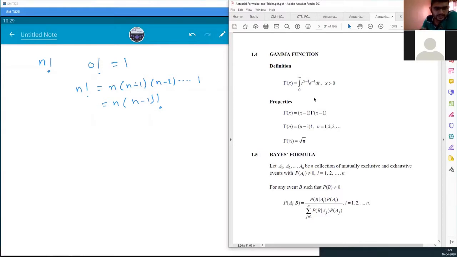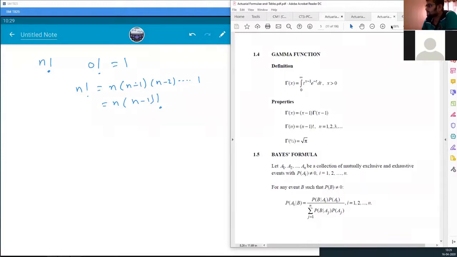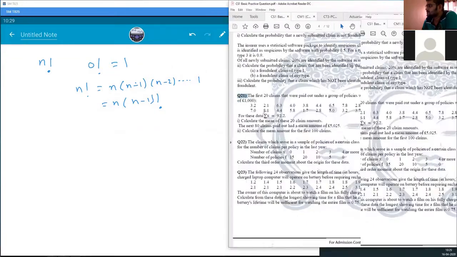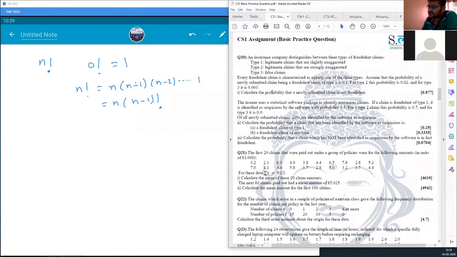Okay, alright. Sum 20 of the assignment. Okay, we'll solve 20. Basic assignment, question 20. We'll do this first and then we'll go back to our gamma function and gamma distribution.